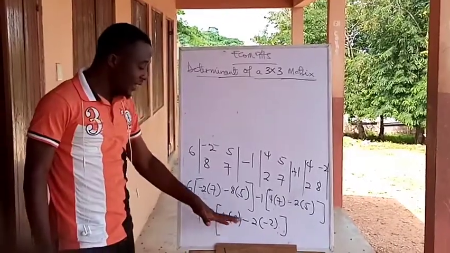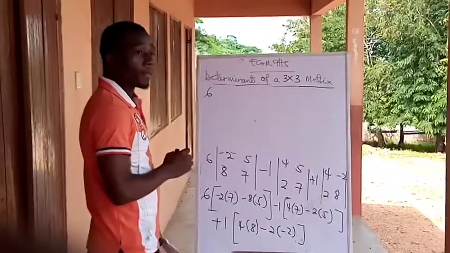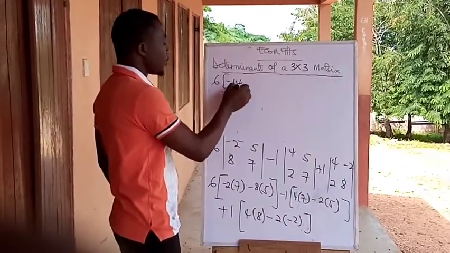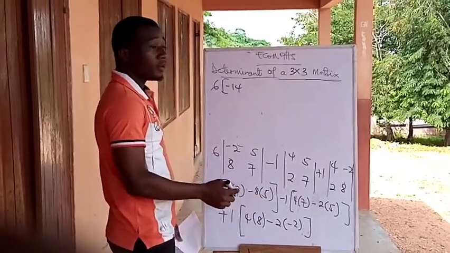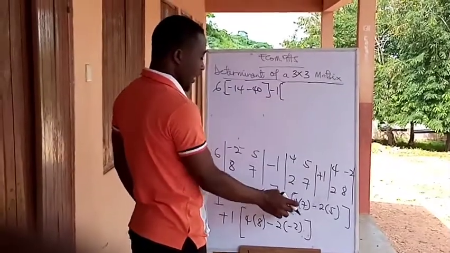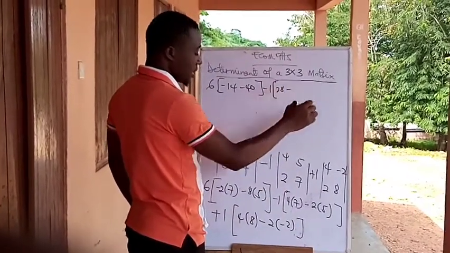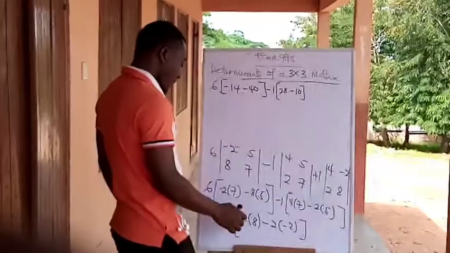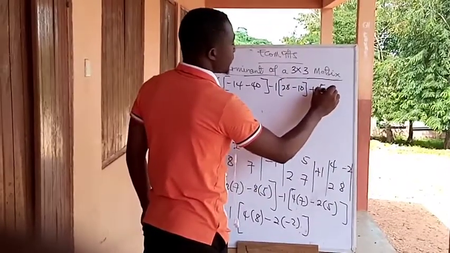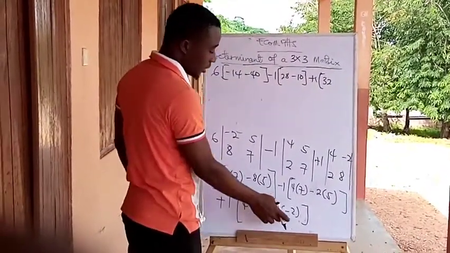After doing this, what you need to do now is your arithmetic. So I have 6 multiplied by minus 2 times 7, which is minus 14, and then 8 times 5 is 40, so I have minus 54. Then minus 1 multiplied by 4 times 7, which is 28, then 2 times 5 is 10, so it's 18. Then plus 1 multiplied by 4 times 8, which is 32. Then 2 times minus 2 is minus 4, but because of the negative sign here, it becomes plus, so 36.